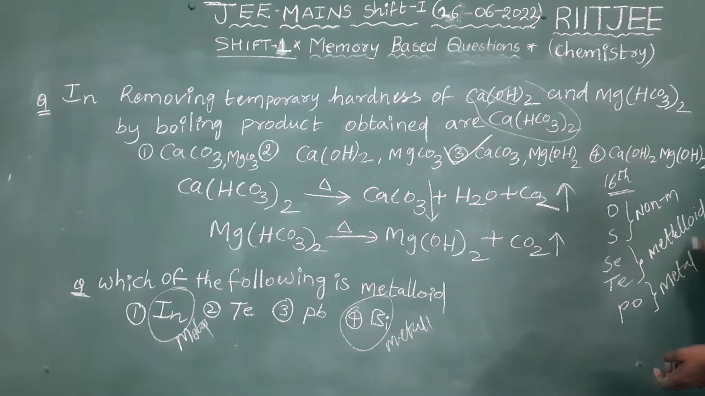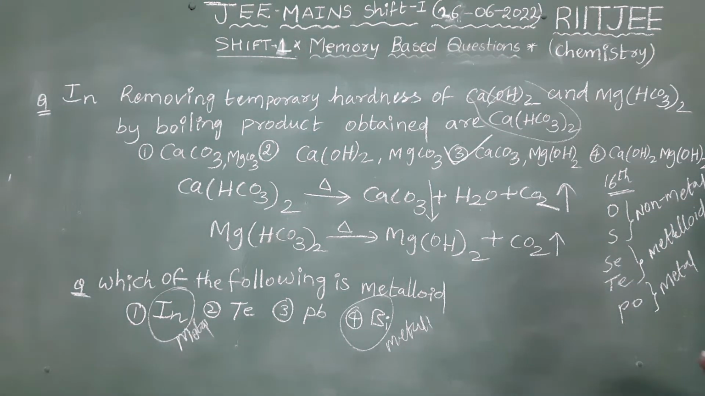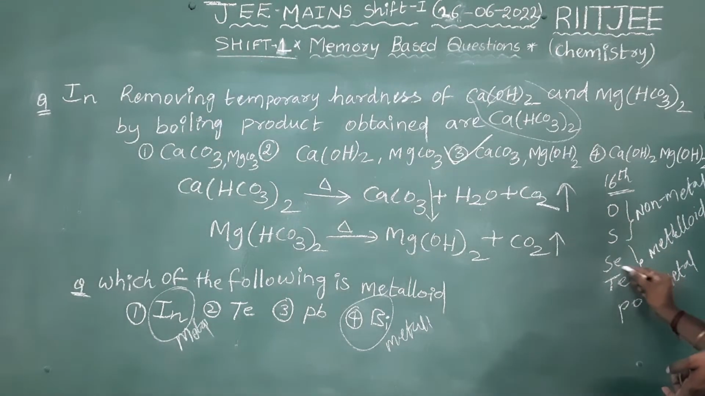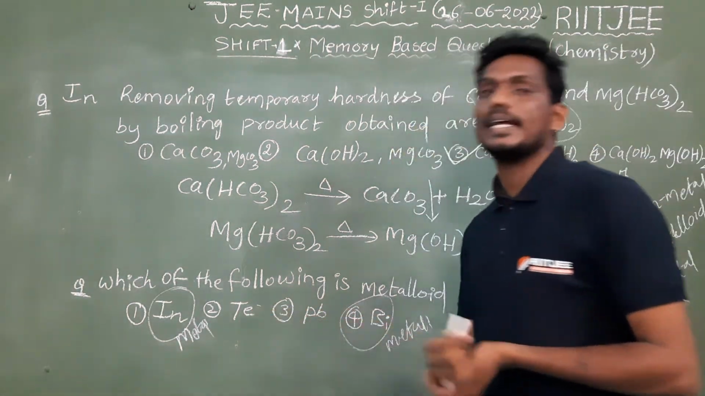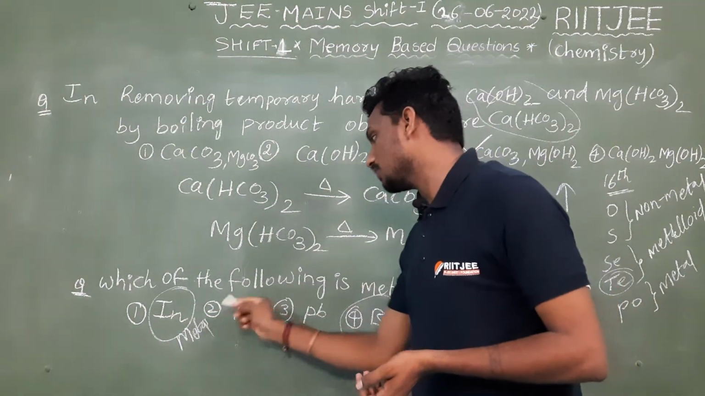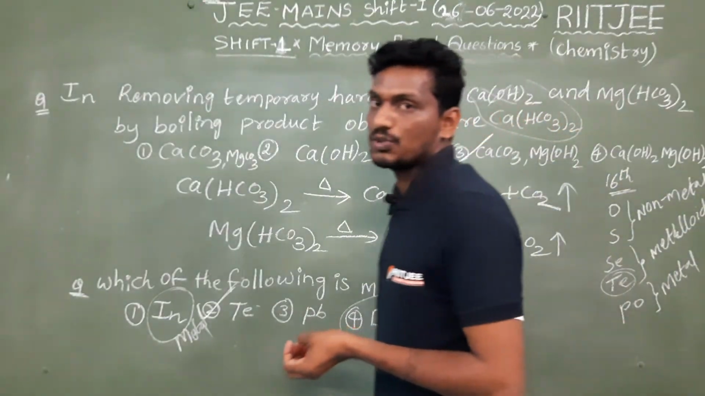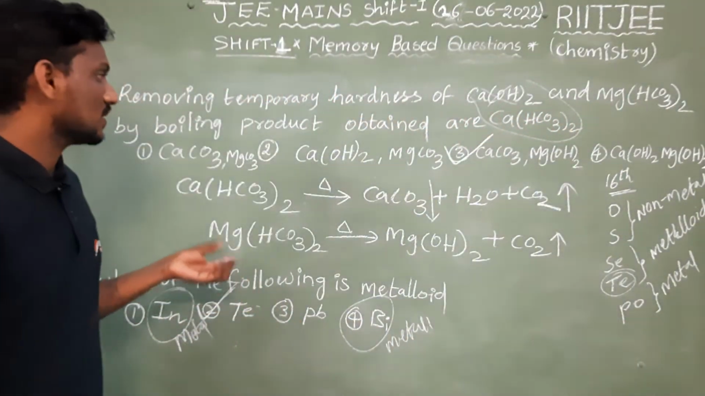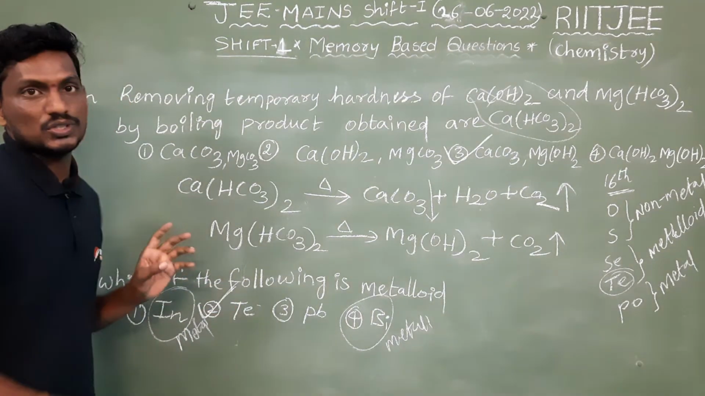From top to bottom, metal character increases. Now in the given options tellurium is there, which acts as a metalloid, and lead is also a metal. So the rest of the elements are metals, and the given tellurium is a metalloid. The second option is the right answer to this question. These are the two questions asked from inorganic chemistry. Let us move to the next question here.